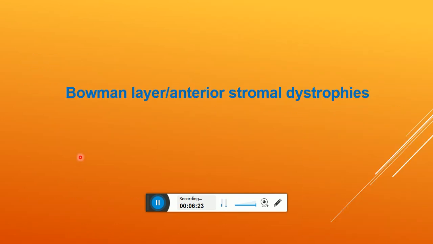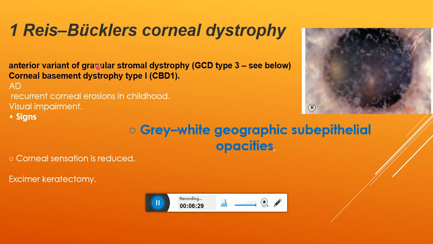The next subdivision is Bowman layer and anterior stromal dystrophies. The first type is Reis-Bücklers corneal dystrophy. This may be categorized as an anterior variant of granular stromal dystrophy, which we will discuss below. This is also known as corneal basement dystrophy type 1, CBD1. The inheritance is autosomal dominant.